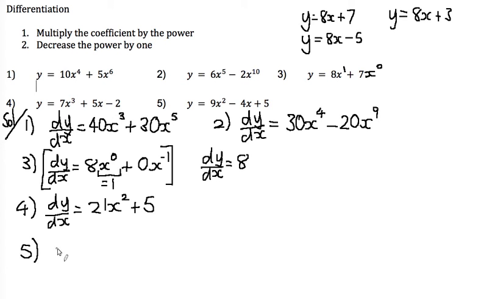Finally, number 5, again the result dy by dx, our gradient, equals 9 times 2, which is 18, x, decrease the power of 2, and it comes down to 1. Don't need to bother writing the 1. So then differentiating minus 4x, again I just drop the x, so I get minus 4. Differentiating the constant just goes to 0. So our answer is simply dy by dx equals 18x minus 4. Okay, that's the differentiation.